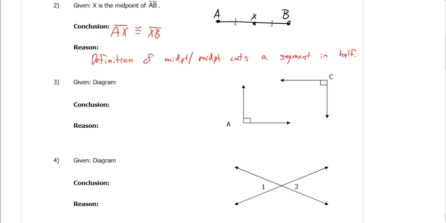What do we know about right angles? Well, if we know this is a right angle, we know this is a right angle. We know that angle A is congruent to angle C. The reason behind that would be that all right angles are congruent. Pretty obvious. If one's a right angle, the other one's a right angle, they have to be equal to each other, or what we would call congruent.